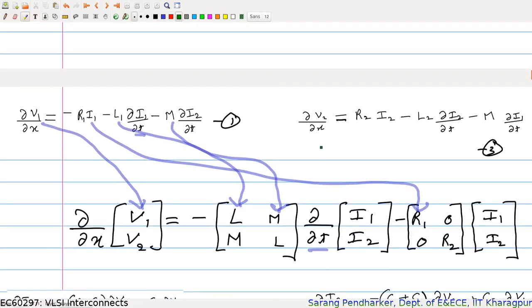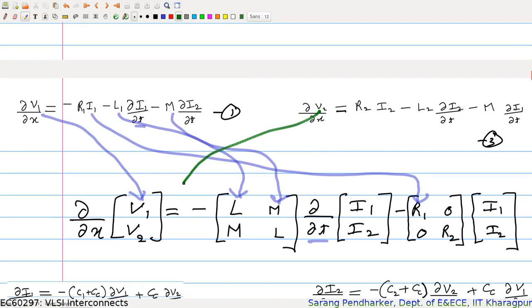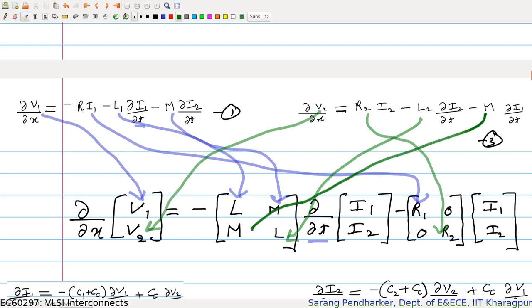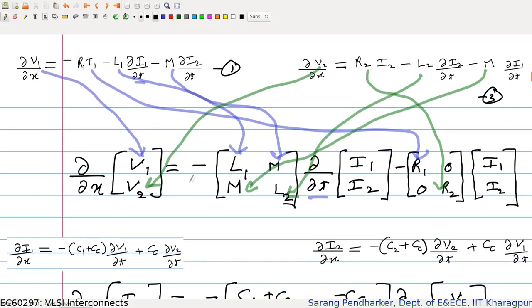So if I now look at this, similarly I can relate this part here, and then my R2 goes here, and my L2 comes here, and this mutual comes here. If you check this, it will all turn out matching, right? So this is one, and we get this equation.